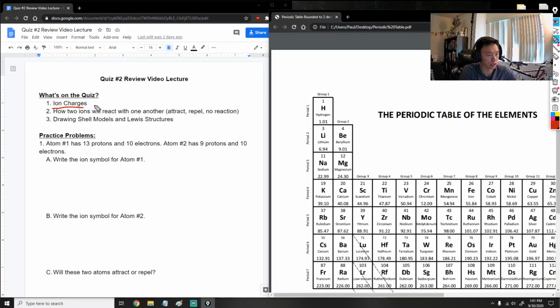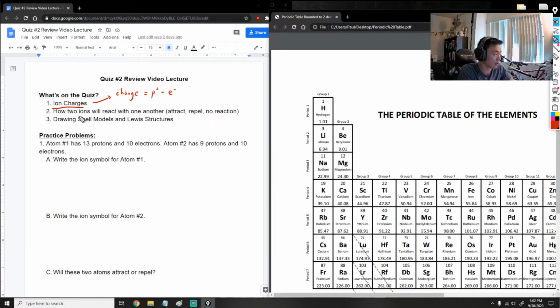Can you calculate if it's +1, +2? What does it mean with the protons and electrons? How do you determine that? So that's what you're going to need to know. Just one thing you should keep in mind that's really important is that the charge is equal to the protons minus electrons, and that's going to help you figure out the ion charge.